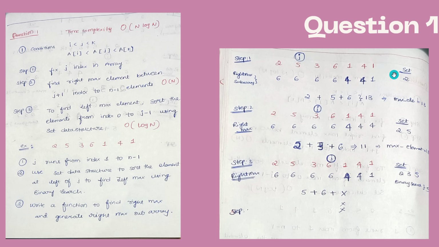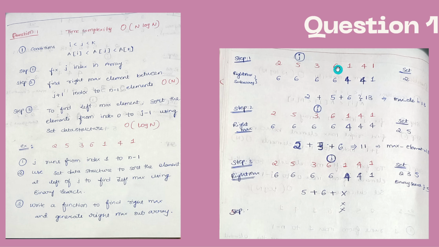Means you have to travel from the back, for p equals n minus 1. What you have to do is put the greater element. See, 1 is the greatest element, then 4 is greater than 1, so the greatest element will be 4. Then you are modifying the right max element as 4. 1 is less than 4, so the right max element is 4 itself.